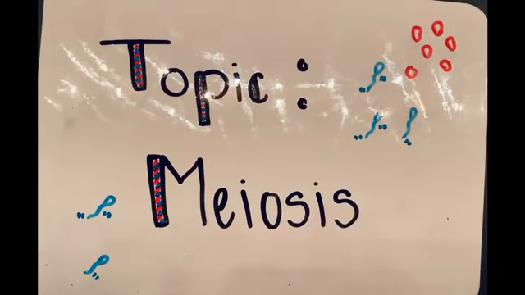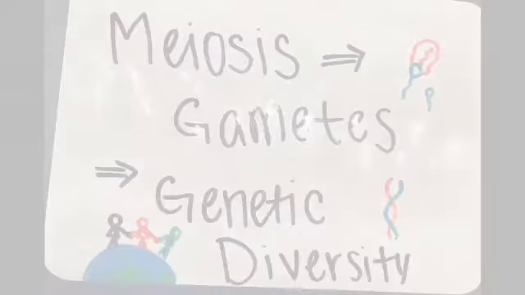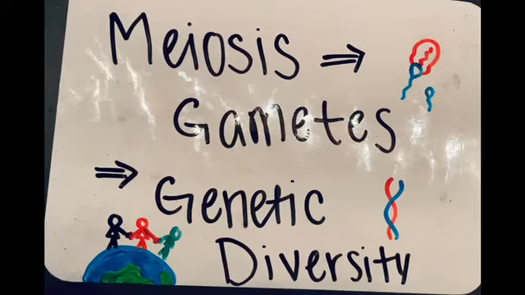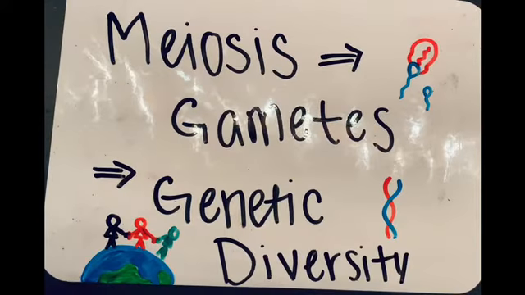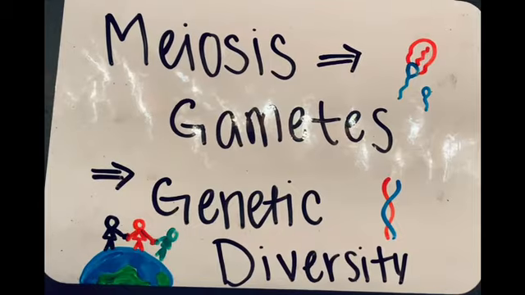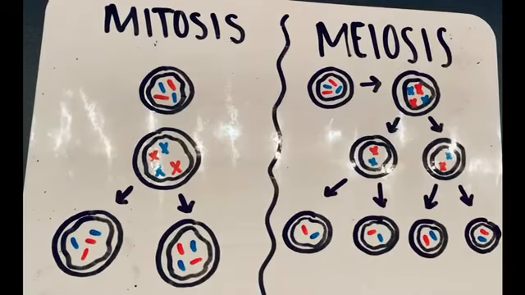My topic is meiosis. Meiosis creates gametes, which in turn is the foundation for genetic diversity. Let's clarify something. Mitosis, on your left, you will see that it only creates 2 daughter cells, whereas meiosis, after it duplicates, creates 4 daughter cells.